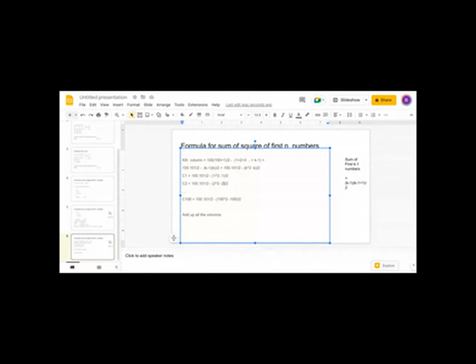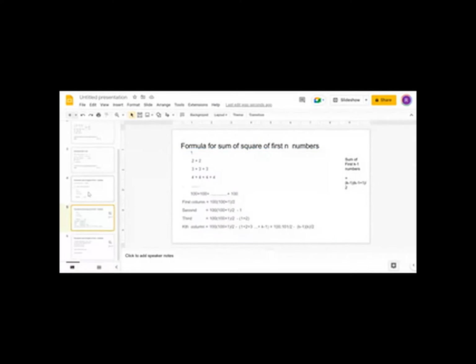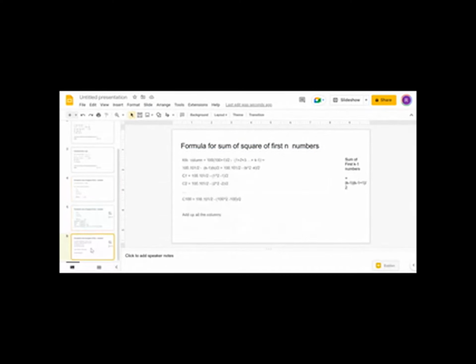And if I add all these up, I will get exactly what? I will get the sum that we want. What is the sum that we want? We want exactly 1 squared plus 2 squared till 100 squared. And it is turning out to be exactly equal to the sum of all these columns, which is this 100 into 101 by 2 everywhere, but minus 1 squared minus 1 by 2, minus 2 squared minus 2 by 2, and so on and so forth.